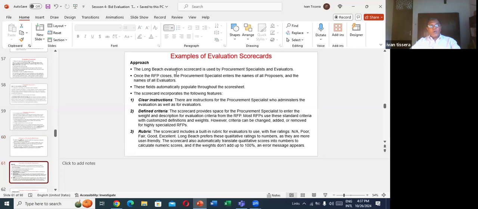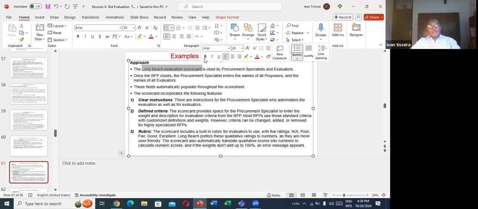Here, the approach. The Long Beach evaluator scorecard, called the Long Beach scorecard, is used by the procurement specialists and evaluators. Once the RFP closes, the procurement specialist enters the names of all proposers, that means bidders, as well as evaluators. These fields automatically populate throughout the score sheet.